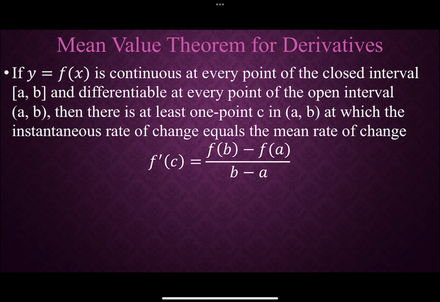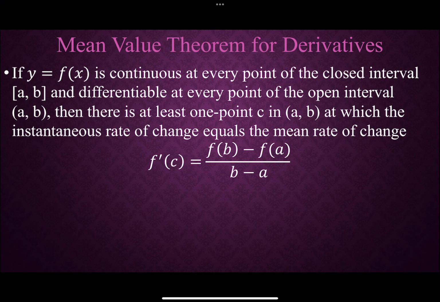So the mean value theorem states if y equals f of x is continuous at every point in the closed interval a to b, and differentiable at every point in the open interval a to b, there's at least one point c from a to b in which the instantaneous rate of change is equal to the mean rate of change. So the idea is it has to be a continuous and differentiable function. When they talk about closed intervals, they mean including the endpoints, whereas open intervals are not including the endpoints.